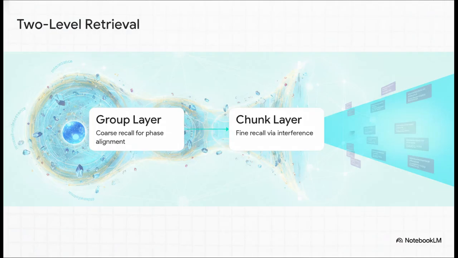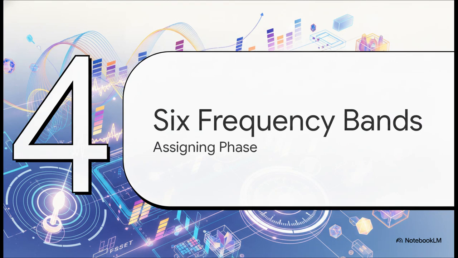This clever dynamic builds a highly efficient two-level retrieval process. So when a query comes in, step 1 is the group layer. The system first finds the right neighborhood of memory using constructive interference, basically doing a coarse recall to pull all the relevant emergency data together. Then we hit step 2, the chunk layer. This is the fine recall, where it fine-tunes and ranks the specific chunks of text within that newly formed resonant group. Next up, Section 4, the 6 frequency bands.